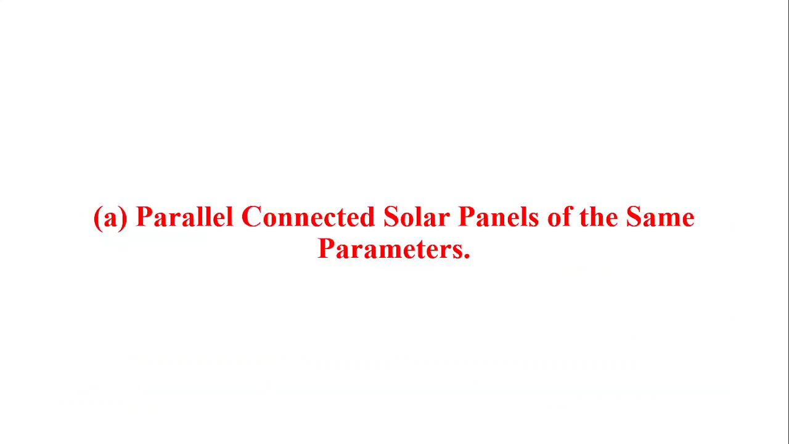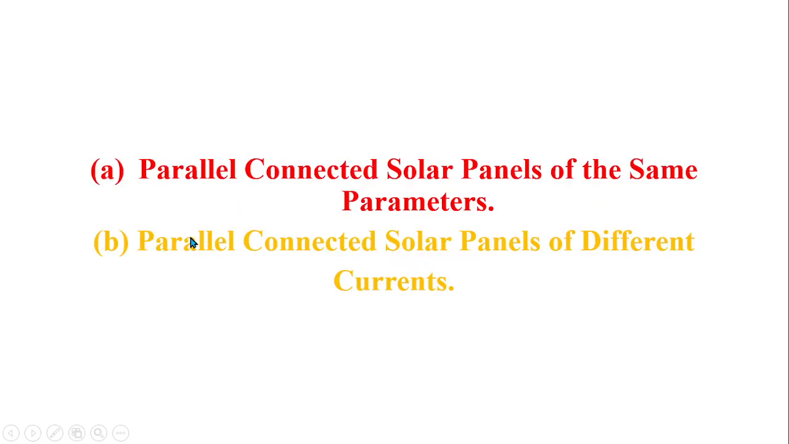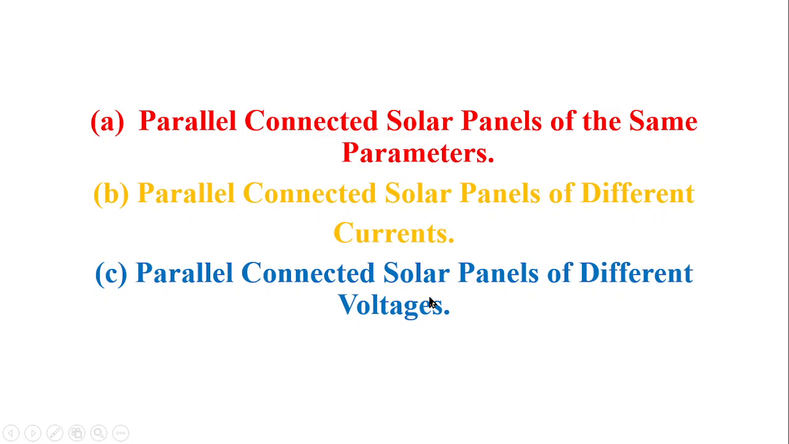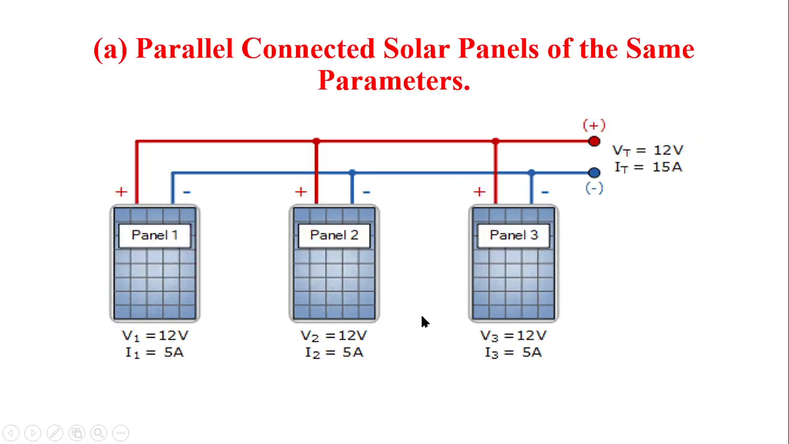We are going to study this parallel connection of panels under different panel conditions. The first one is parallel connected solar panels of the same parameter. The second is parallel connected solar panels of different current. And the third is parallel connected solar panels of different voltages. So look at the first one, parallel connected solar panels of the same parameter.